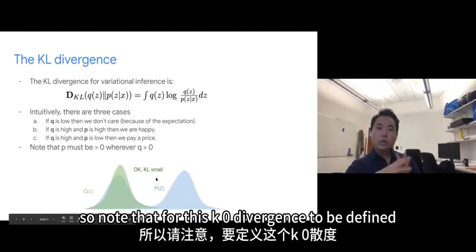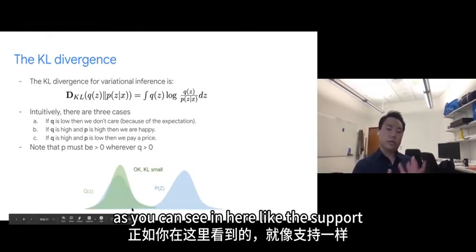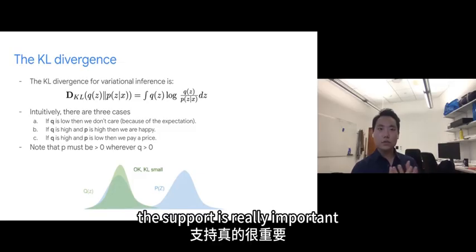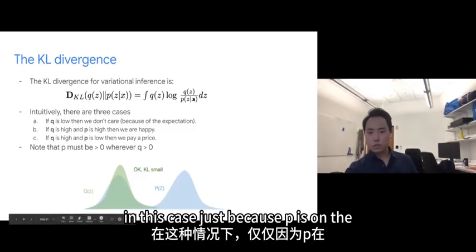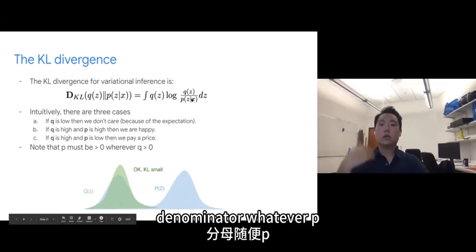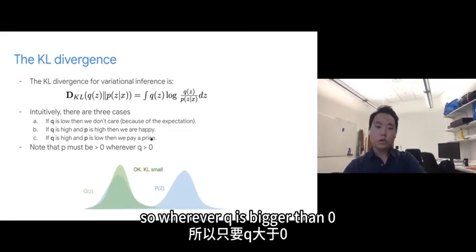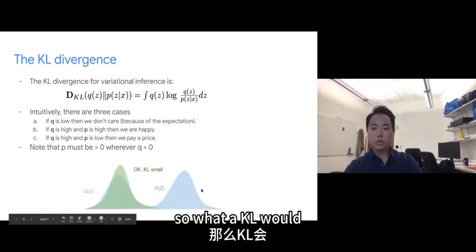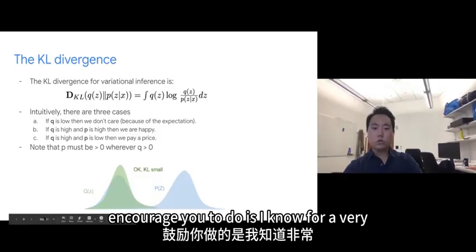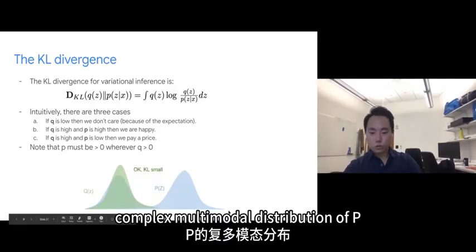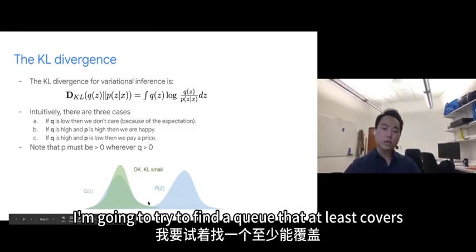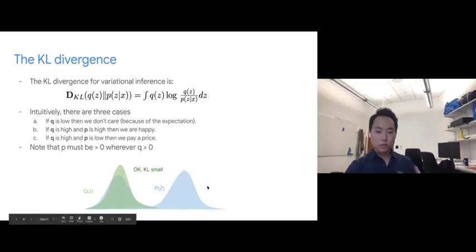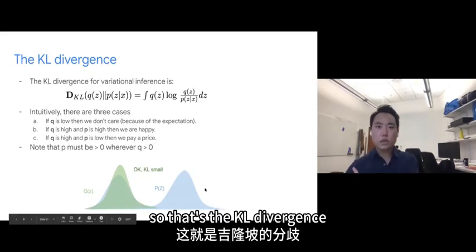So note that for this KL divergence to be defined, as you can see here, the support, which is the values of z over which q and p are defined, is really important. And in this case, just because p is in the denominator, wherever q is bigger than 0, it must also be that p is at least 0. Otherwise, you'll be dividing by 0 here. So what a KL would encourage you to do is that, for a very complex multimodal distribution p, I'm going to try to find a q that covers some high areas of p, and it might miss other areas of high p. So that's the KL divergence.